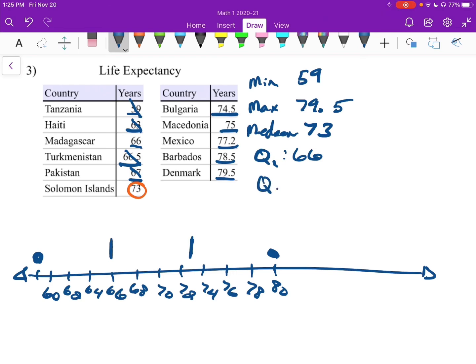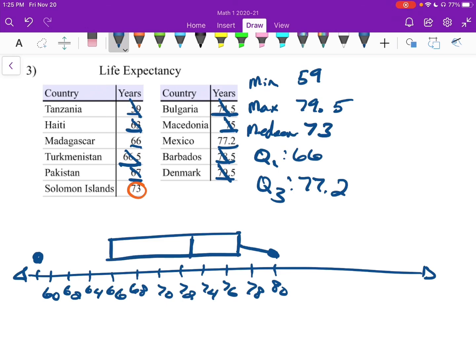Q3, first and last, 77.2. 77.2 will be somewhere in the range of right there. I connect my vertical lines and I draw in my whiskers, and there's my plot.